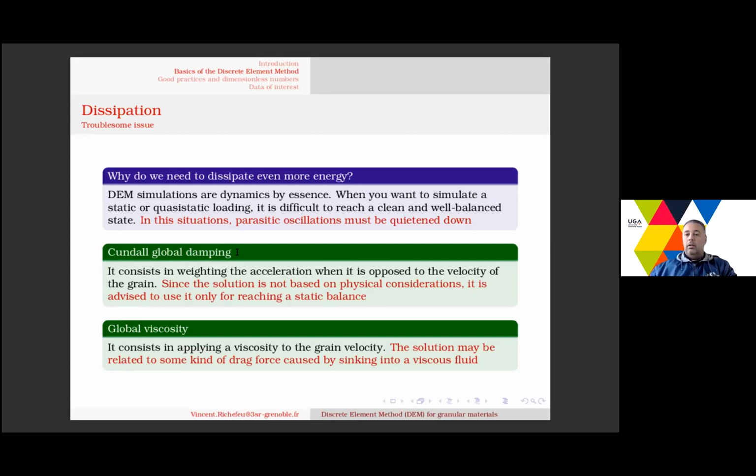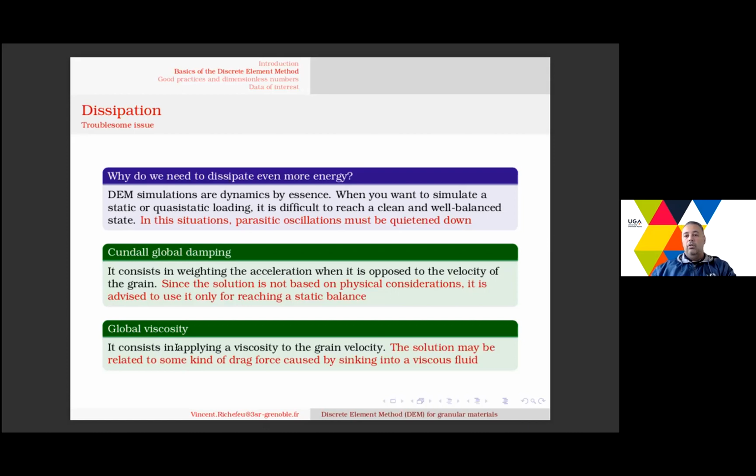So warning, global damping is to be used only to reach a static balance, a well-balanced static condition. If you are doing something which is dynamic, avoid using that, because it will increase the resistance. Okay, you've got another solution. You've got many solutions.